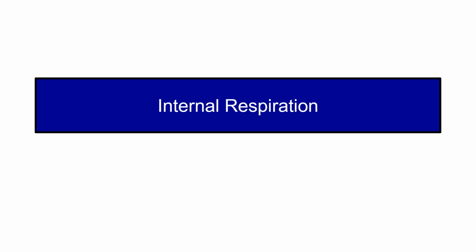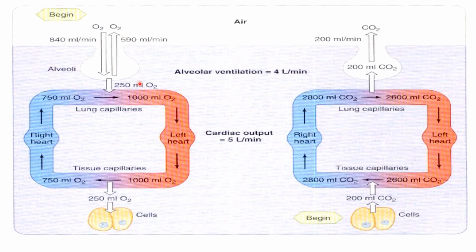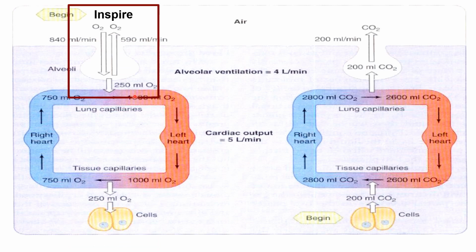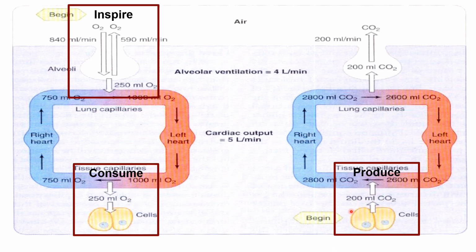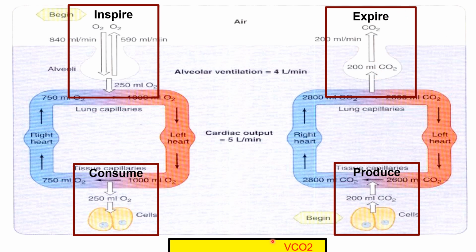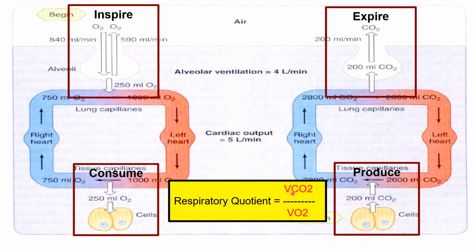Let us now discuss internal respiration. Under normal condition, we inspire around 200 ml per minute of oxygen, and that 250 ml of oxygen is used by our tissues in aerobic metabolism. Aerobic metabolism likewise produces 200 ml of carbon dioxide that is subsequently expired by our respiratory system out into the atmosphere. The ratio of the carbon dioxide production over that of the O2 consumption is known as your respiratory quotient.